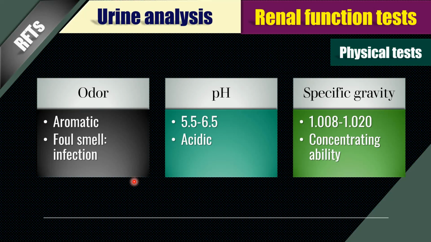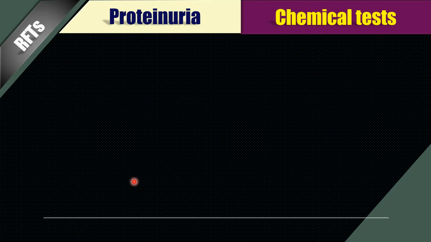So let's move on to chemical examination of the urine. The first parameter we are going to observe is protein. If protein is present in urine, we call it proteinuria.